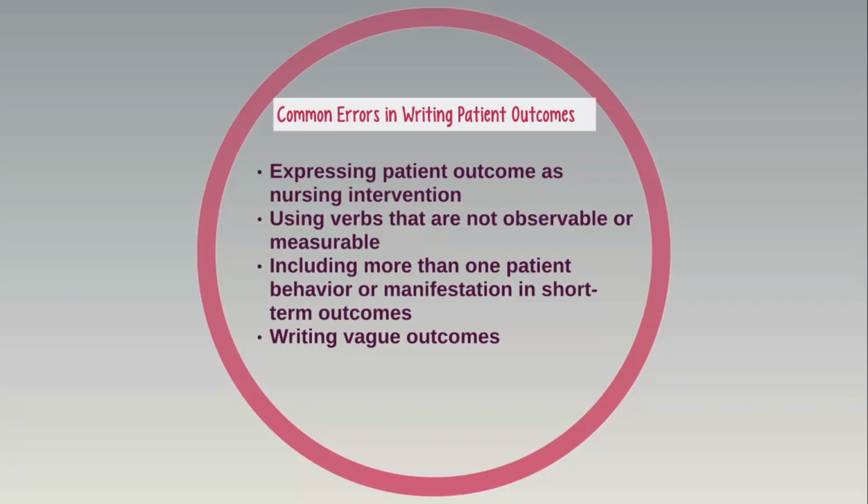Including more than one patient behavior or manifestation in short term goals. So sometimes I've seen where there'll be more than one goal. So patient will have a reduction in pain, patient will eat half of their lunch, patient will maybe void 2 times by this time. So they're adding a lot of different outcomes within a short term outcome. And then writing vague outcomes. So a vague outcome would be something like patient will have a reduction in pain. Well, your reduction in pain is different than my reduction in pain, and we might not be thinking the same. So you really need to be a little bit more specific and not write them so vague, or it's not easy to determine if they've been met or not.